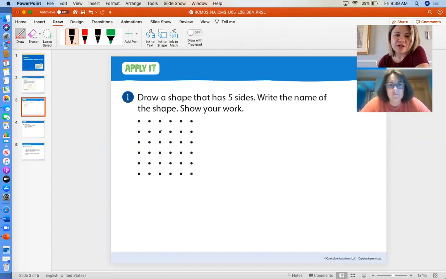So if I were to draw a house, I know that I could do one side here, 2, 3. Oh no, it's not gonna work on dot paper, is it? It's all right. Just go up a little bit more. Well, go in between.